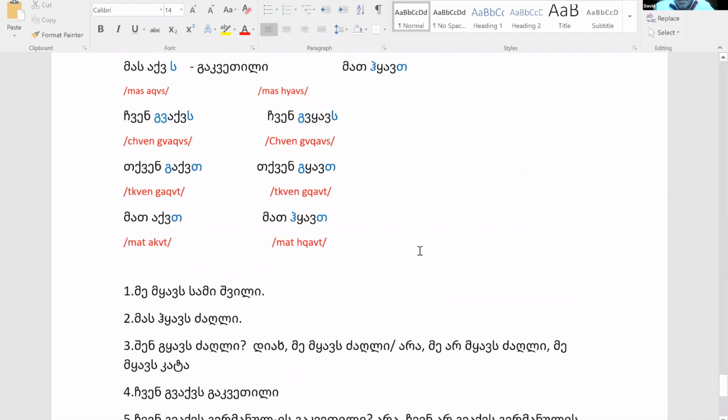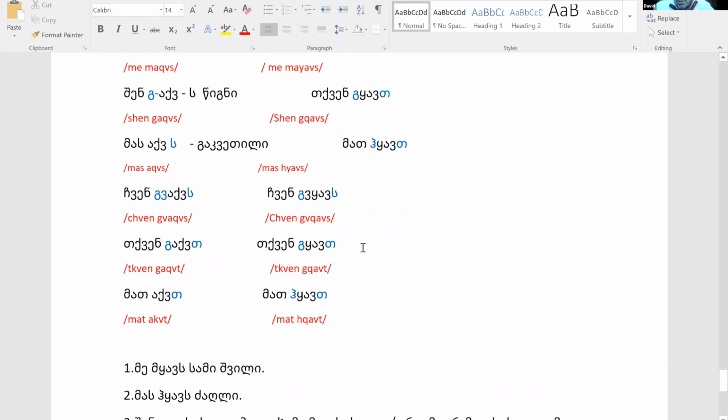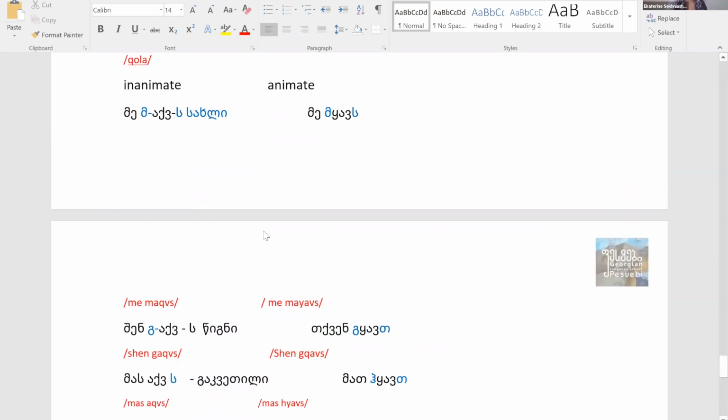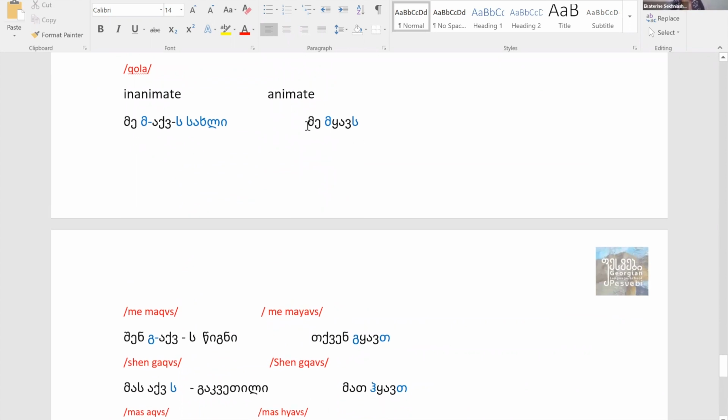The animate category is essentially humans and animals. Okay, humans, animals, and by the way, vehicles or transport. If we have a car, we don't say me max as inanimate, we say me mqaws. Most probably because transport used to be living things in the past. There's a theory about why we use mqaws, animate, with transport: because transport in the past used to be some kind of living animals. That's why we still use the mqaws version with transport and vehicles, okay?